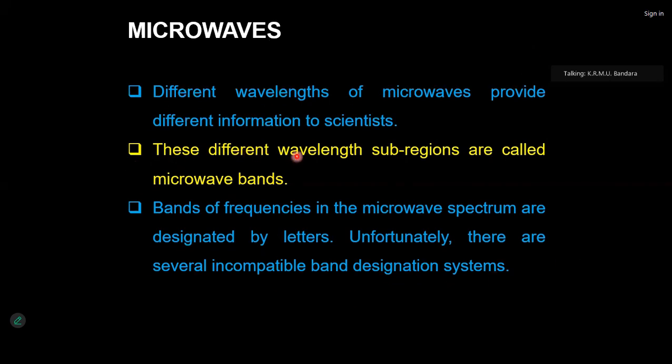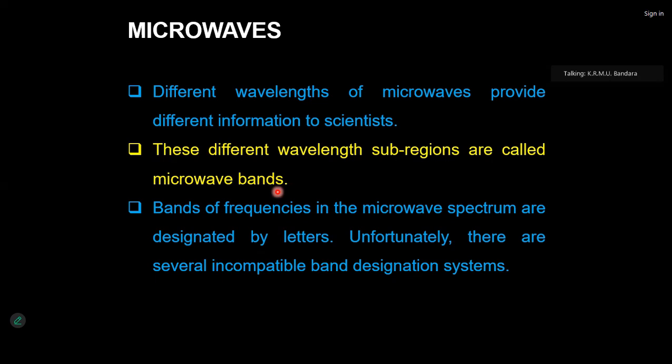Okay, these different wavelength subregions are called the microwave bands. If we divide the 1 millimeter to 1 meter wavelengths into different subregions, these are called the microwave bands.